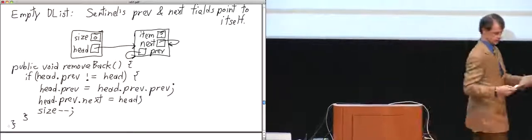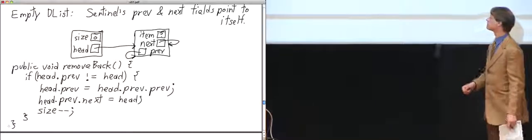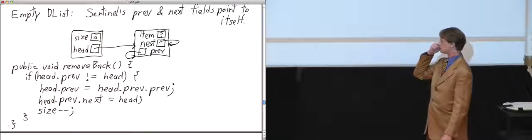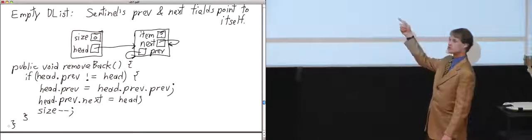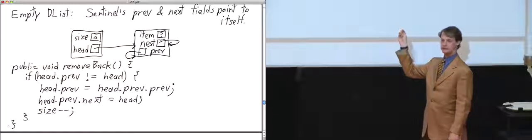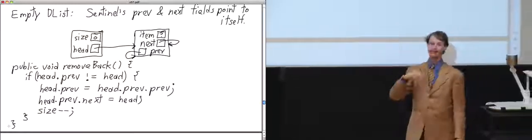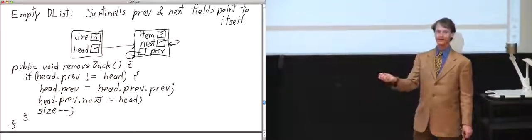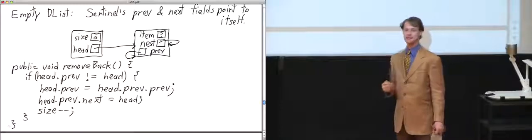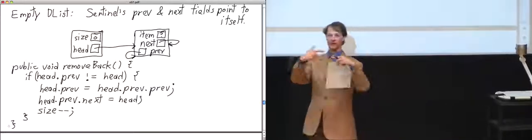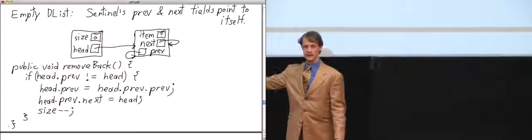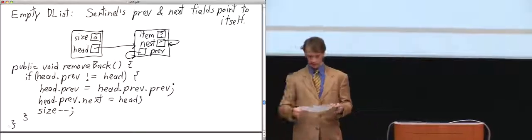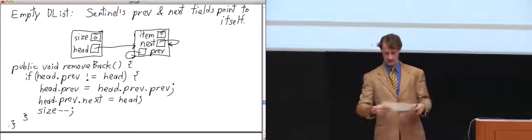So there's the whole method. The first line changes the tail, meaning it makes the sentinel's prev field point at the second last node in the list. The second line makes that node point back at the sentinel, so you've got the connection in both directions. And then we decrement the size of the list, because there's one less item in the list, and we're done. In Homework 4 and Lab 4, which are still a week away, you'll implement more methods for the dlist class.